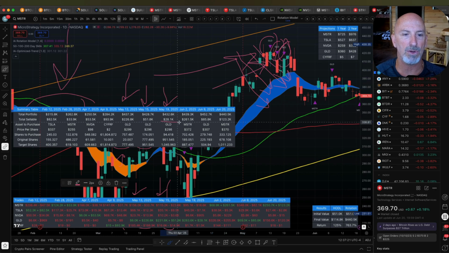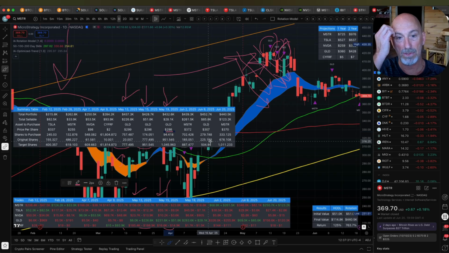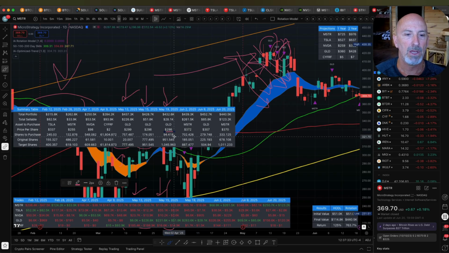How do I know that? Because we had a total sellable here of $28,100. We're supposed to go into gold at $298, $299, $298, $298. It held its value. Okay, it held its value. So we picked up another 94 shares of gold, added to the 951. We're now at 1,046 almost. That is the third time we went into gold.